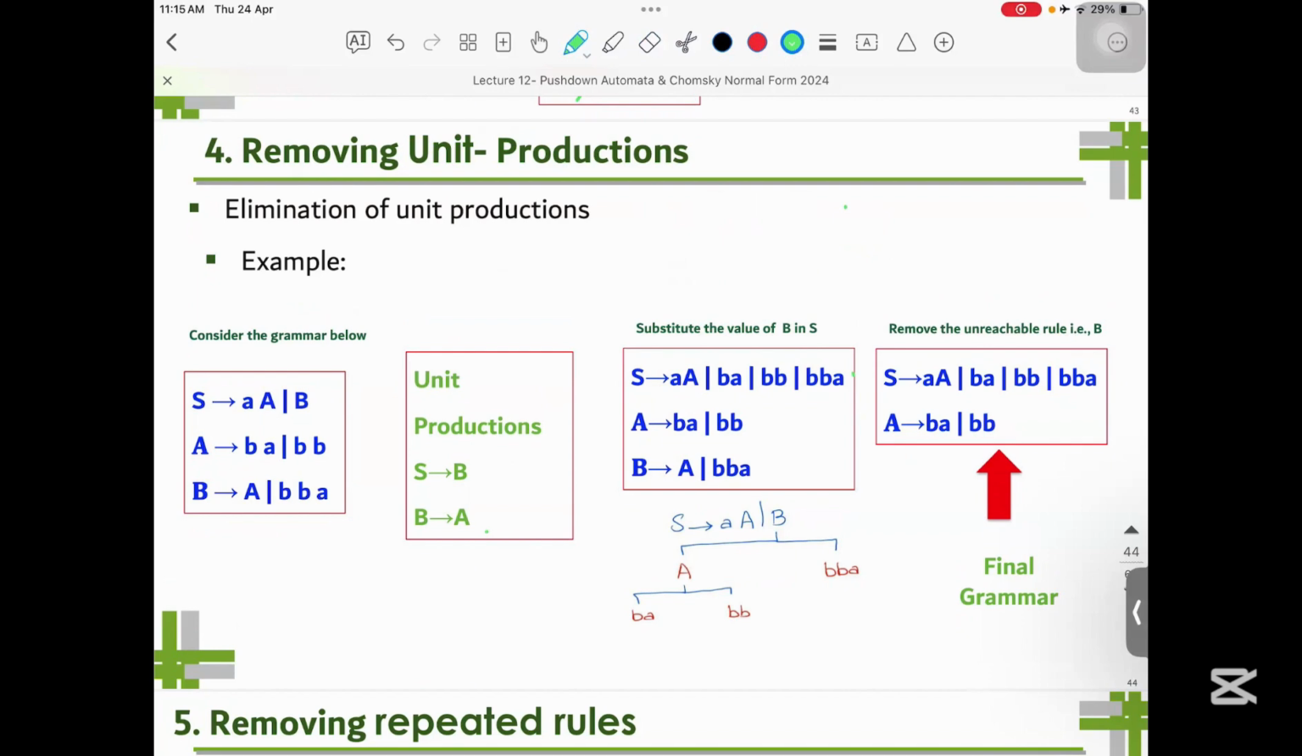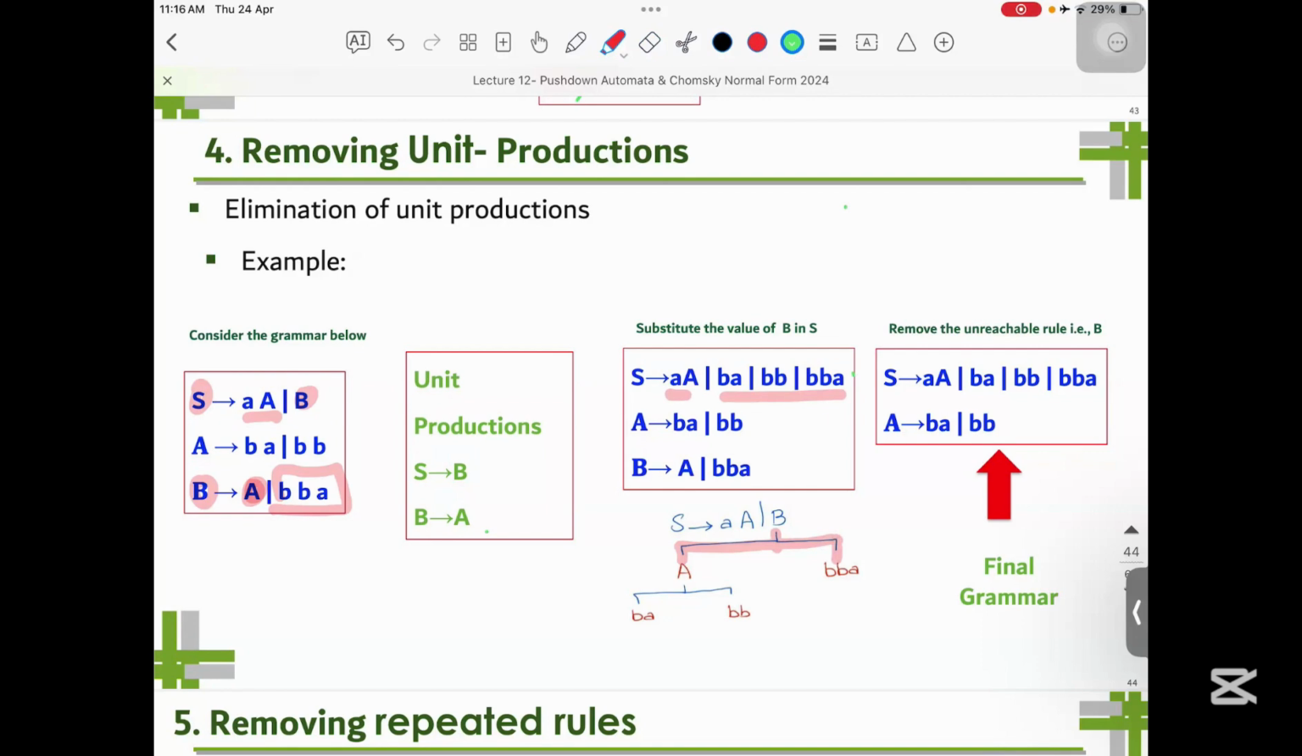Okay, let's solve this grammar. In this case, you can see you have the unit productions, which are basically S implies B and also B implies A. So first of all, this thing stays as it is. Let's solve this particular B. Now you have seen B is either equal to A or B is equal to BBA.